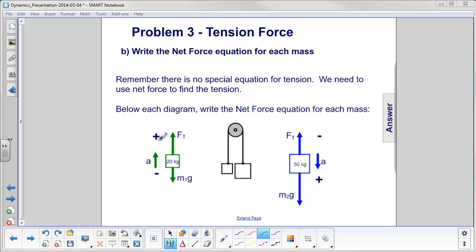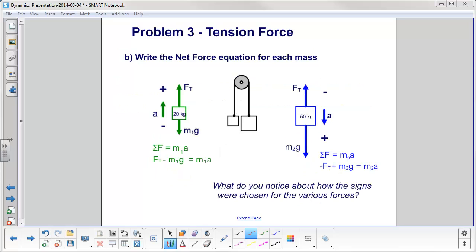Now note this positive and minus here. We always take positive for all our forces to be the direction that the object is accelerating. So over here, since the object is moving up, positive is in the up direction. For the 50 kilogram mass, the acceleration is down, so we will take down as the positive direction of acceleration, and also any forces that we look to resolve here. So please take a couple of minutes now and write the net force equations, paying careful attention to the signs.